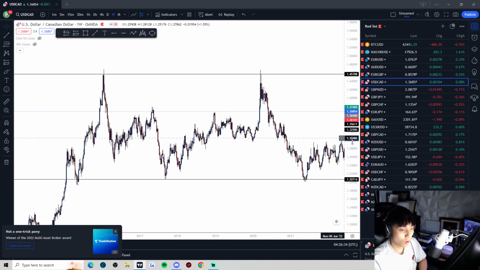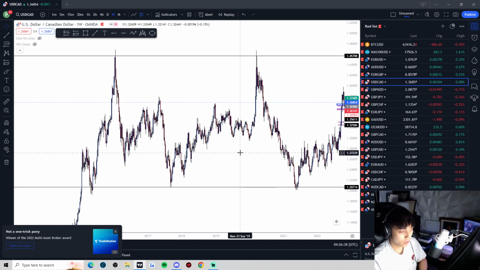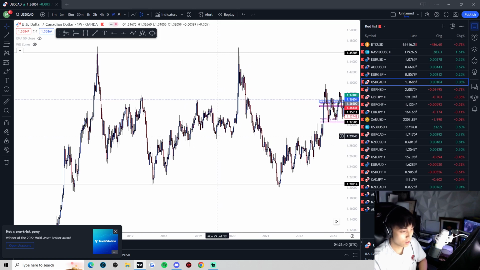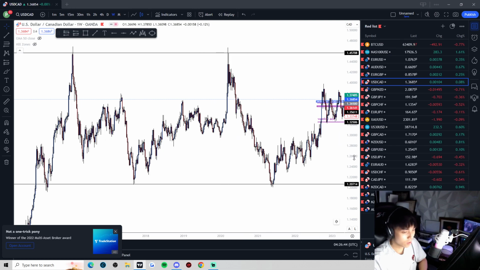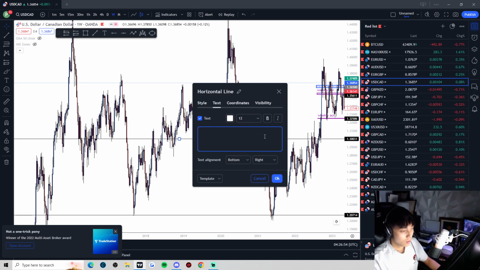Now let's look for some more levels of support, resistance, and all of that. If you can see right here, this is also another level of resistance. Support, I'm sorry. Here, support, and this one is key levels. Key level.